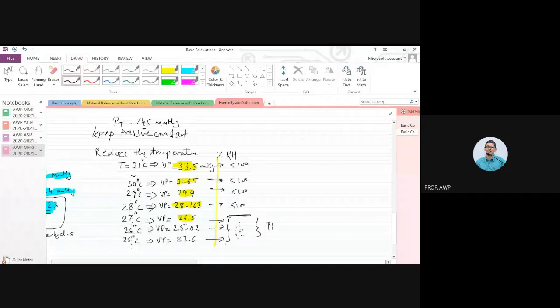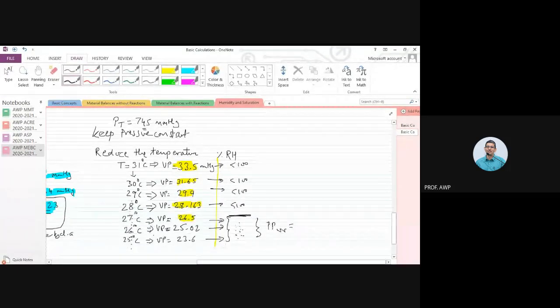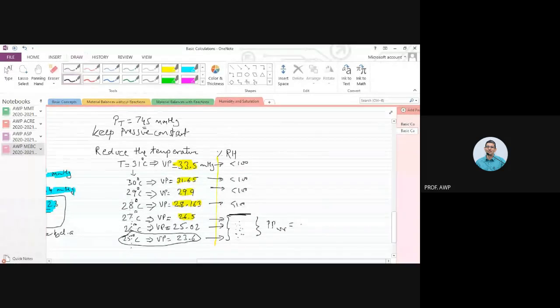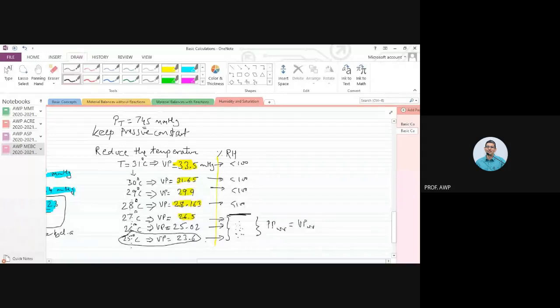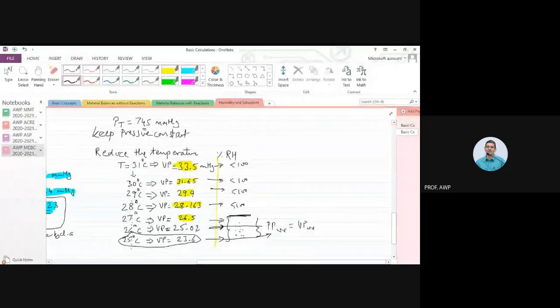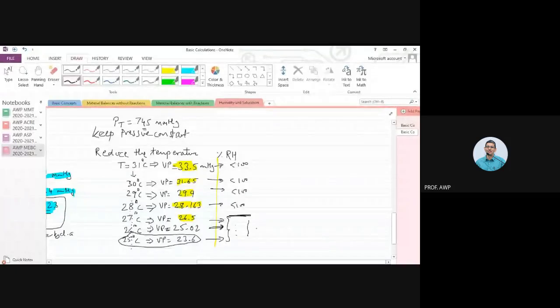what will happen to the partial pressure of water vapor at, let's say, 25 degrees centigrade? The maximum that it can hold is going to be equal to the vapor pressure of water at 25 degrees centigrade. At 26 degrees centigrade, the maximum possible partial pressure is the vapor pressure at 26 degrees centigrade. So beyond this particular temperature at which the first drop of water starts condensing, the value becomes constant.